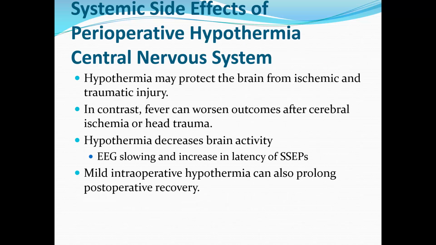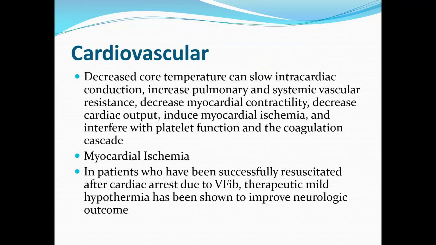What are the systemic side effects of perioperative hypothermia? Let's look at the CNS. Hypothermia can protect the brain from ischemia and traumatic injury. On the other hand, fever can worsen outcome after cerebral ischemia and head trauma. Hypothermia decreases brain activity, as evidenced by changes in the EEG, where you see slowing of the waves, and in the somatosensory evoked potentials, where you get increases in latency. Mild intraoperative hypothermia can also prolong postoperative recovery, from effects directly on the brain as well as slowing the metabolism of drugs.